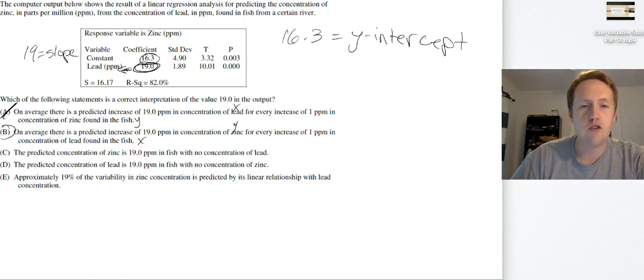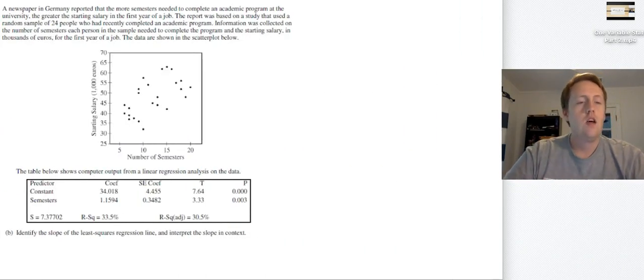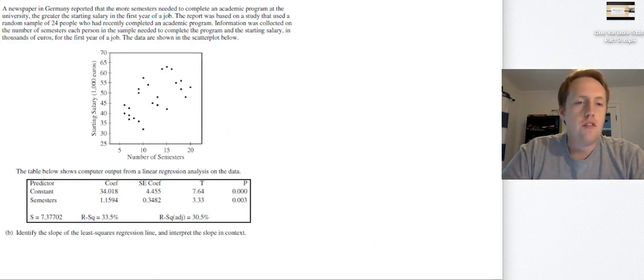That's them trying to interpret R squared. So that one's not right either. So B is the correct answer. Perfect.